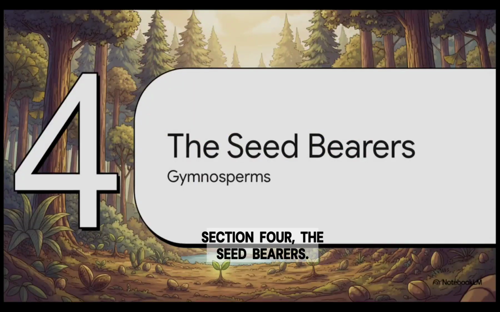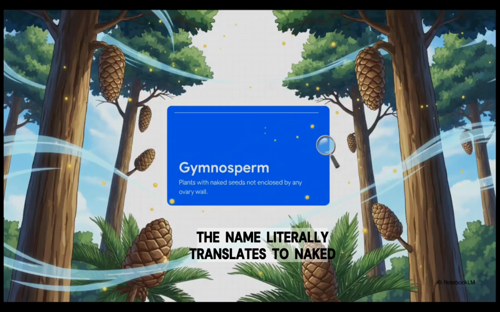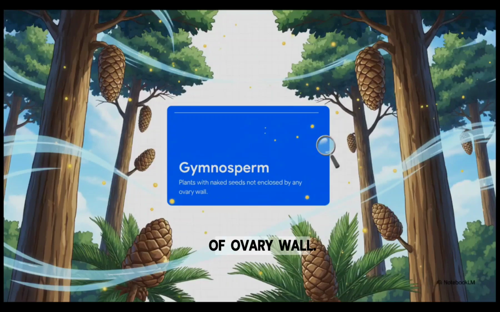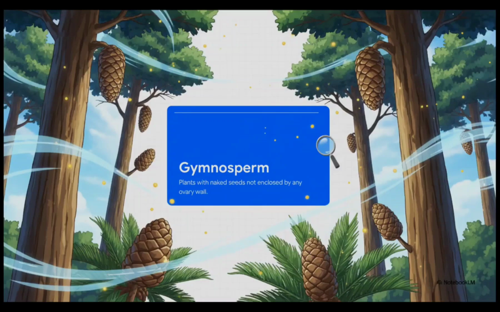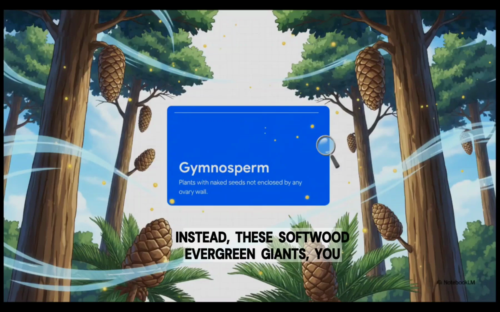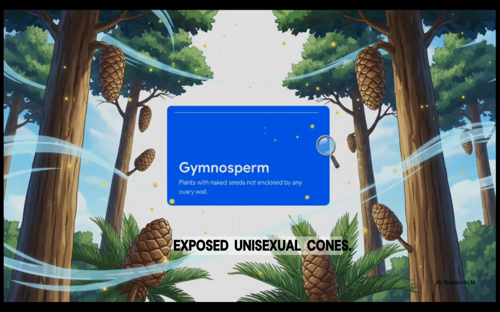Section 4. The seed bearers. Enter the gymnosperms. The name literally translates to naked seed, and that's because their seeds are not enclosed inside any sort of ovary wall. They remain totally exposed both before and after fertilization. Instead, these softwood evergreen giants, think of your towering pine trees, rely heavily on the wind to blow pollen directly into those exposed unisexual cones.